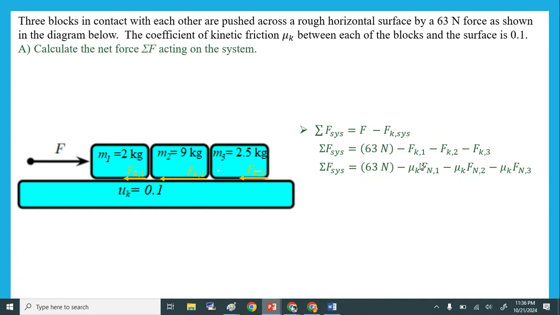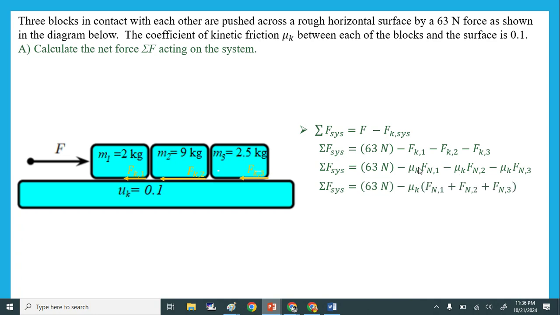Okay, so here I've expanded FK simply to mu K FN, and I've carried down the subscript for each of the masses. So here's M1, and then FK2 is simply mu K times FN2, and then FK3 is simply mu K FN3. So you notice here the mu K does not have a subscript because the coefficient is the same for all three blocks, okay? For this problem anyways.